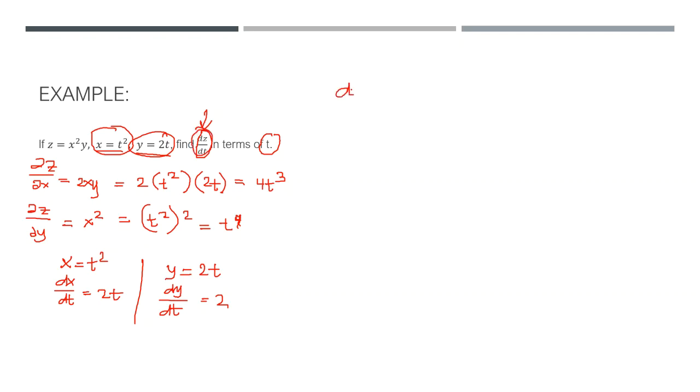So the total derivative of z with respect to t is just equivalent to partial derivative of z with respect to x times the derivative of x with respect to t plus partial derivative of z with respect to y times the derivative of y with respect to t.